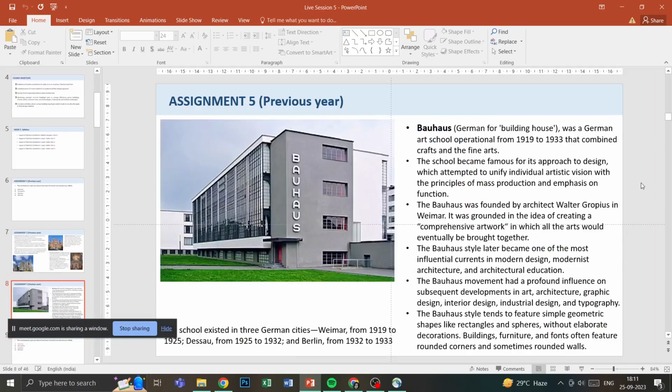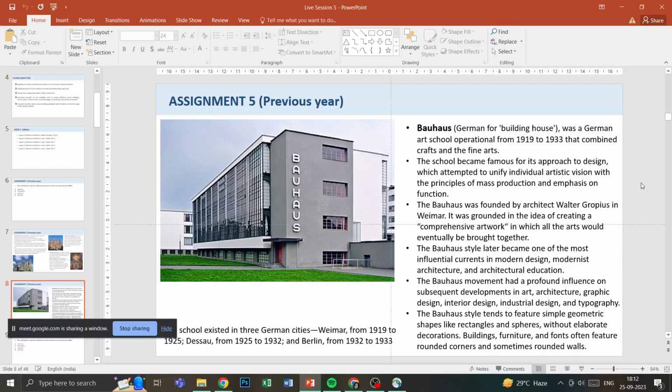Now coming to Bauhaus. Bauhaus was a German art school which was operational from 1919 to 1933 that combined crafts, which included architecture and sculpture and other things, and the fine arts. The school became famous for its approach to design, which attempted to unify individual artistic vision with the principles of mass production and emphasis on function. The Bauhaus was founded by architect Walter Gropius in Weimar.